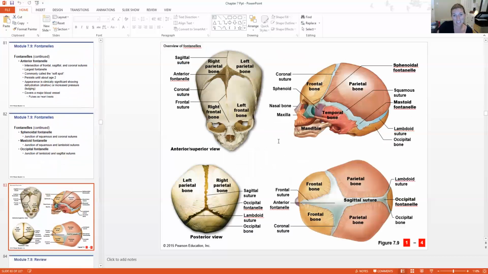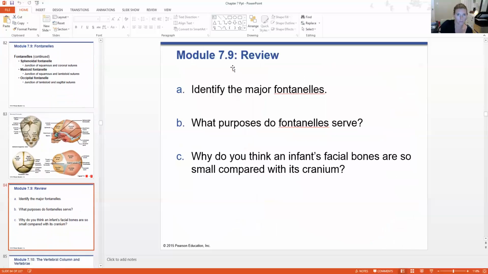So here you can see these fontanelles, the occipital fontanelle. You can see the mastoid fontanelle back here and the sphenoidal fontanelle here. This is our very large anterior fontanelle or soft spot. You can pause the video, go back and answer these questions.